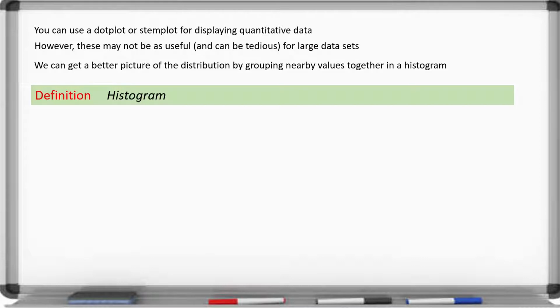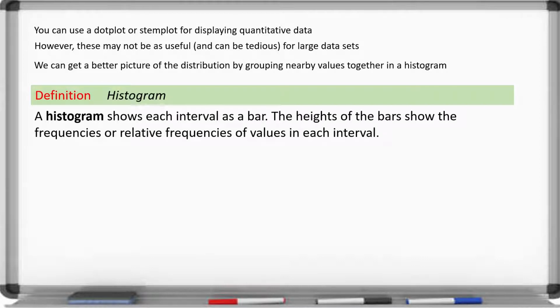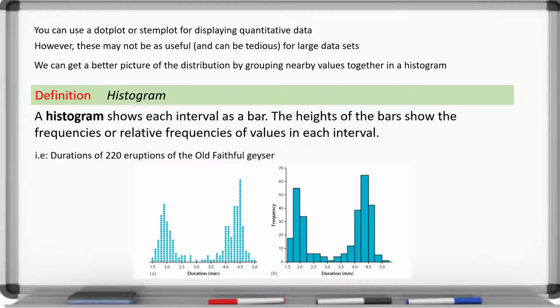For the histogram, it shows each interval as a bar, and the heights of the bars show the frequencies or relative frequencies of values in each interval. Notice that we're dealing with intervals as opposed to individual data values. This is because we're grouping the values together to make the interval. For example, we have a dot plot on the left side and a histogram on the right side. This is the data for 220 eruptions of the Old Faithful geyser, which was the example provided in the lesson for dot plots.